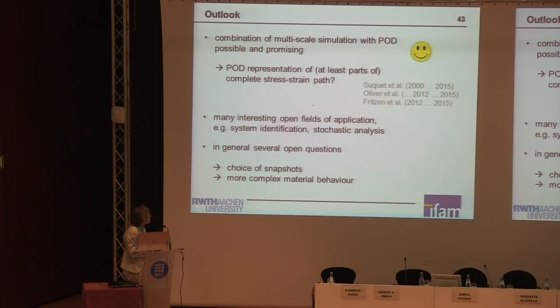In general, for model order reduction, there are many interesting open fields of application. System identification, stochastic analysis, this is still starting. And what is clearly open and probably will remain open for the next decades is the choice of the snapshots, and maybe to include more complex material behavior, maybe also from the mathematical side. At the moment, we certainly are able to do that, but we are kind of lost in what concerns proofs and further mathematical statements.